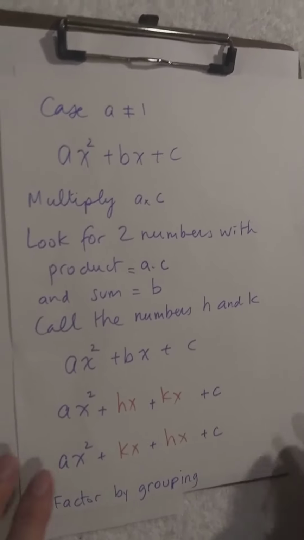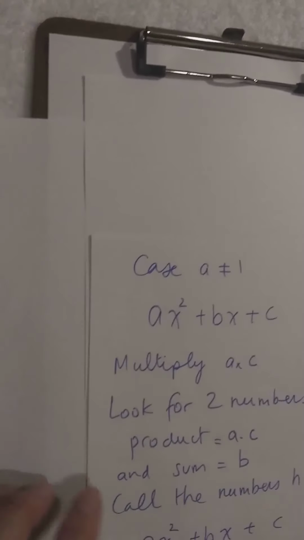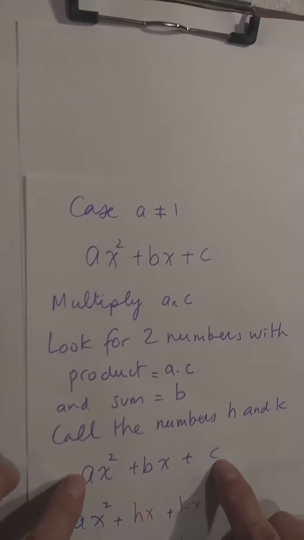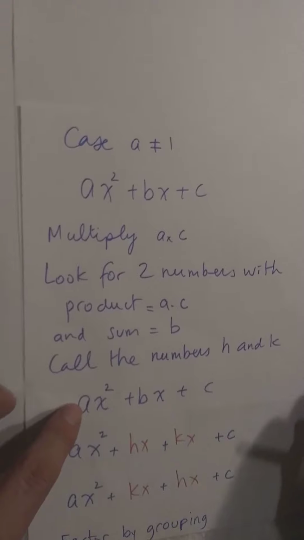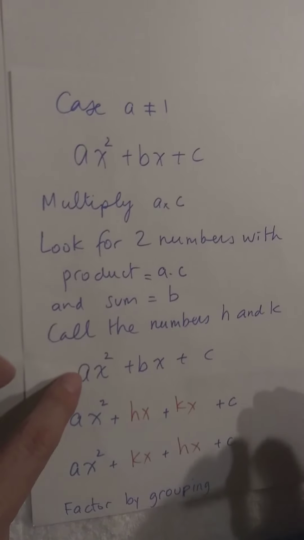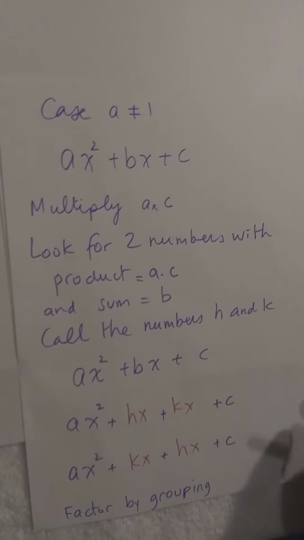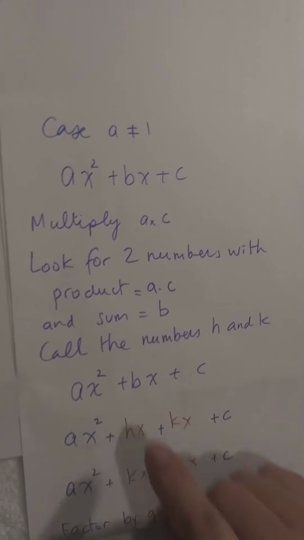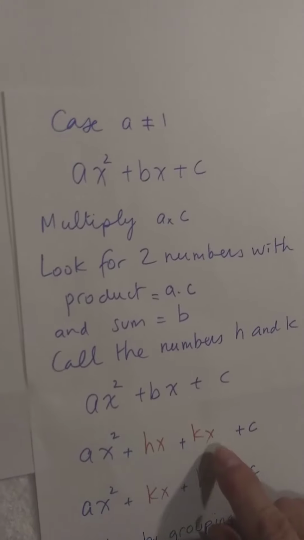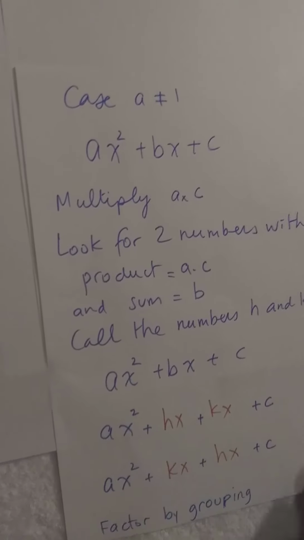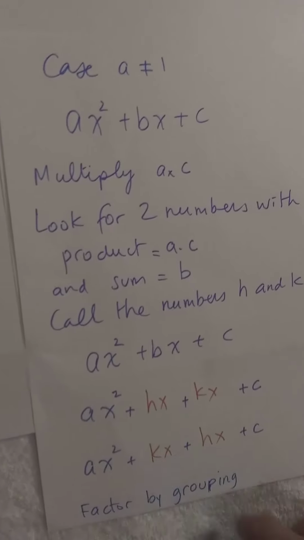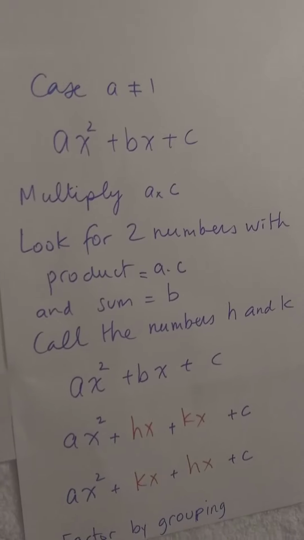So to repeat, multiply a by c. Whatever that product is, look for two numbers whose product is that number, and the sum of those two numbers must be b. Let's call those two numbers h and k, and then you split up the middle term. This is called middle term splitting.